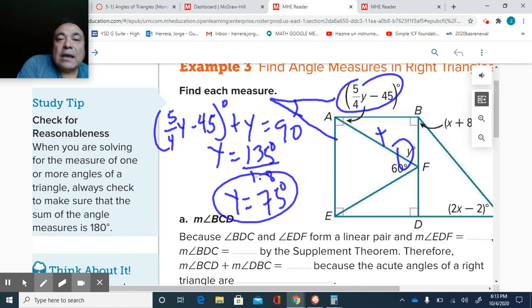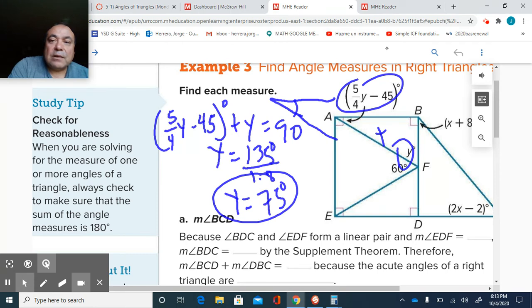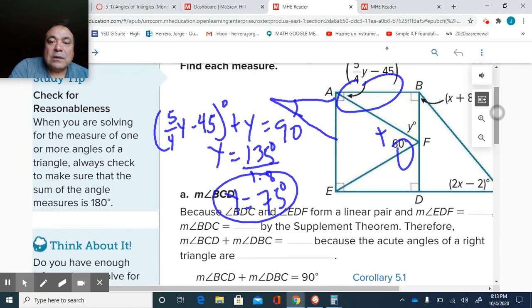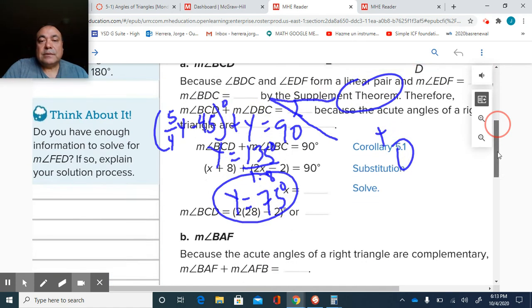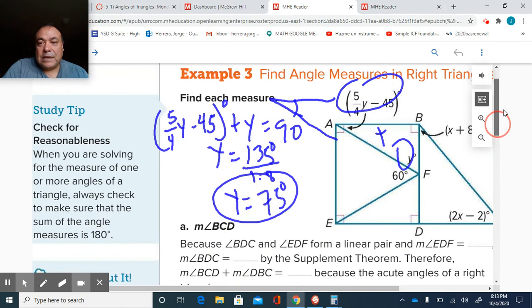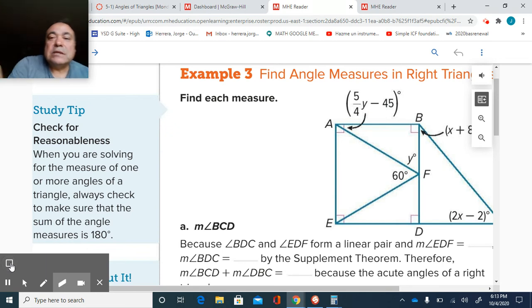Okay. And they want me to find the measure. Remember that the measure that they're asking me to find is this one right here. Let me see if I can go back and find that one. Let me just grab this one. BAF. Okay, so they want us to find this angle right there. So now that I found y to be 75 degrees, all I'm going to do is substitute right here 75 degrees.